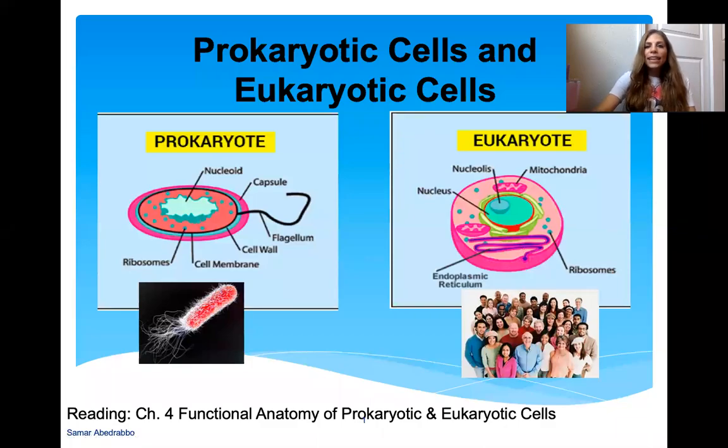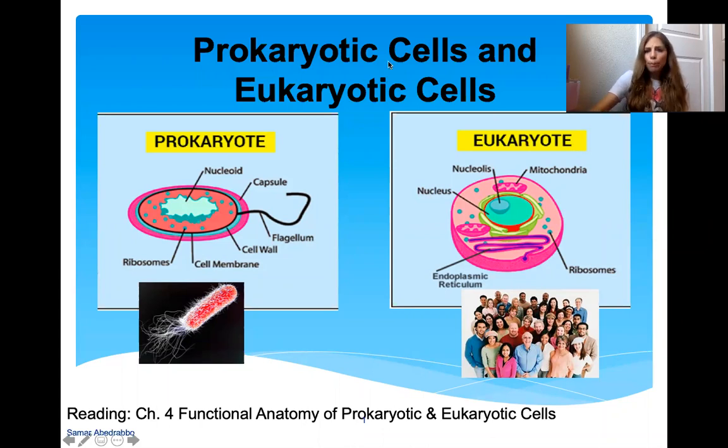Hi everyone. In this lecture, I'm going to talk about different cell types. Everything alive in the world is made up of cells, and there are only two types of cells in the world. If you're alive, you're either made up of prokaryotic cells or eukaryotic cells. There's no other cell type.